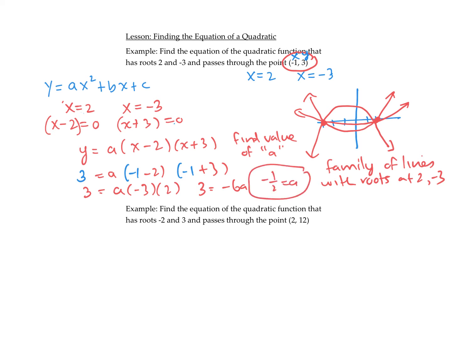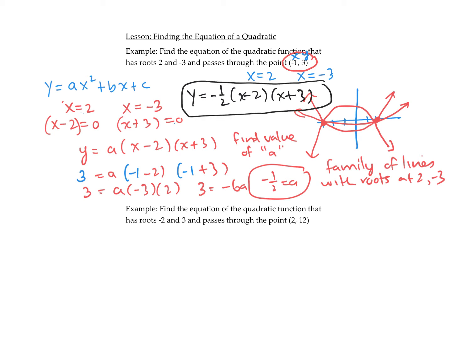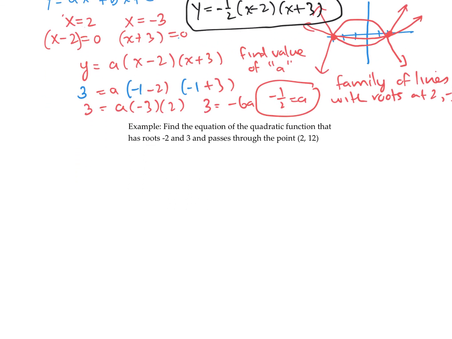Once I have that stretch, I can write the equation. Let's get a little bit of room here. I'll write it up here. So the equation of this function would be y equals -1/2, that's the stretch, x minus 2, x plus 3. That is the equation of that function that passes through the roots 2 and -3, and we determined the stretch to be -1/2. Okay, so let's do another one down here.